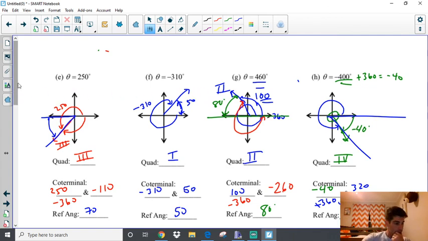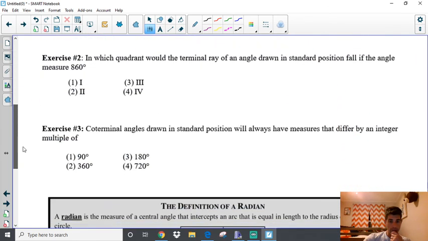So now the next two exercises here are kind of word problems. They're multiple choice. If you want to give a pause, try them, and then I'll go over them. That would be great too. We're going to be going around and around a couple times. So in which quadrant would the terminal ray of an angle fall that's 860?